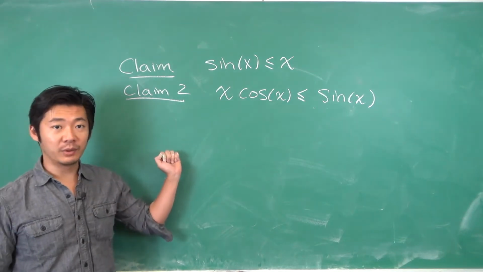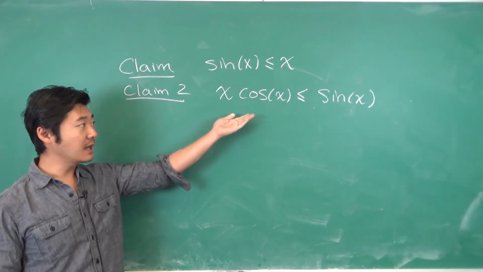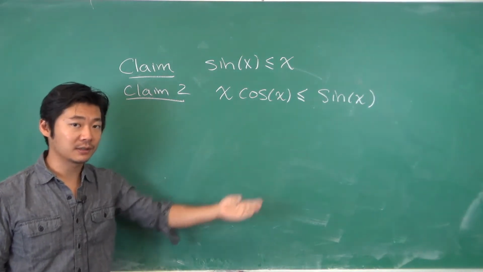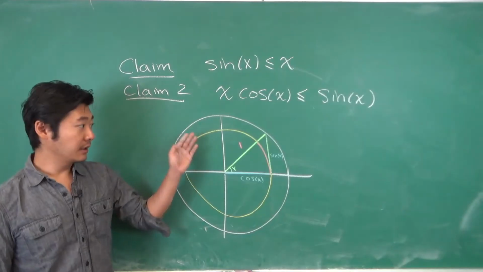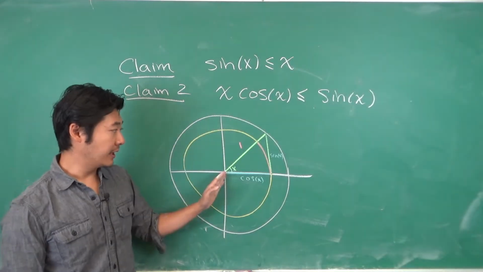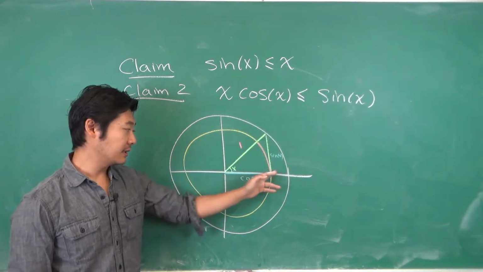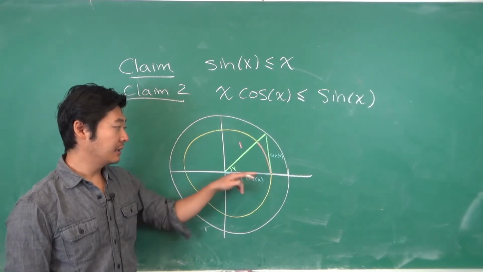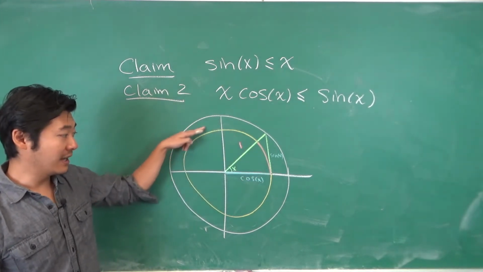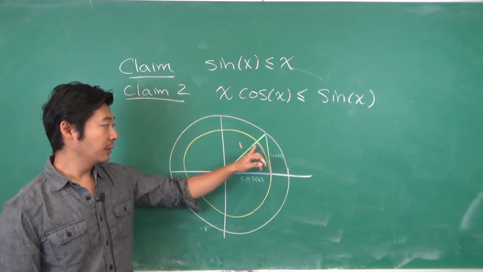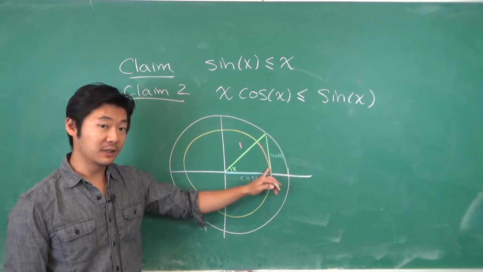The next claim that we'd like to show is x times cosine of x is less than sine of x. But this is not too bad. Consider first the unit circle, then this green triangle. This side is sine of x, this side is cosine of x. Now we draw a circle of radius cosine of x. Well, what is the length of this pink side?